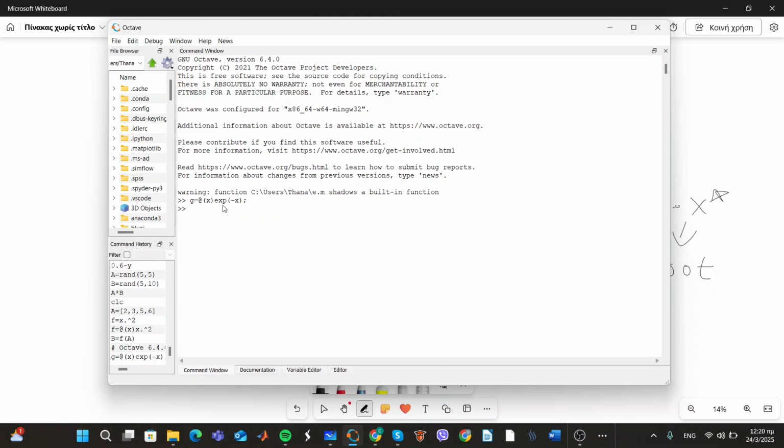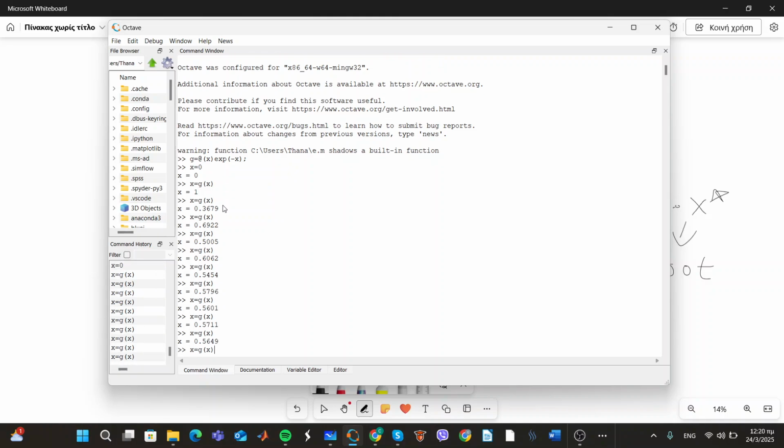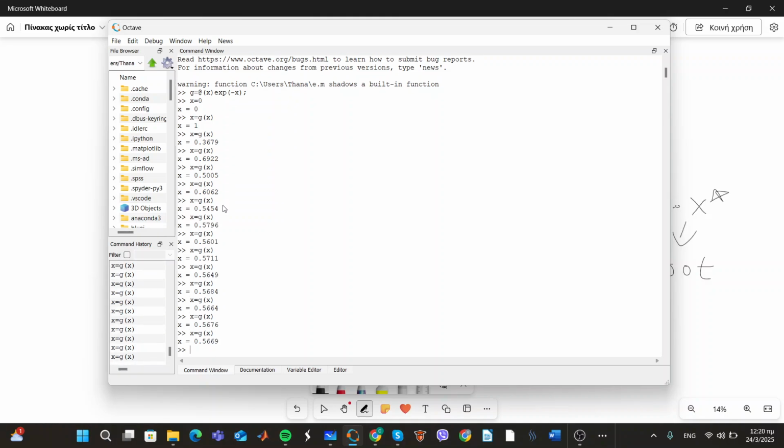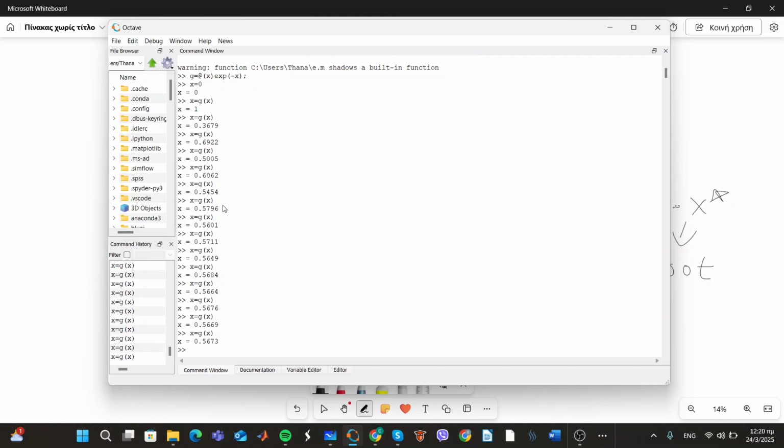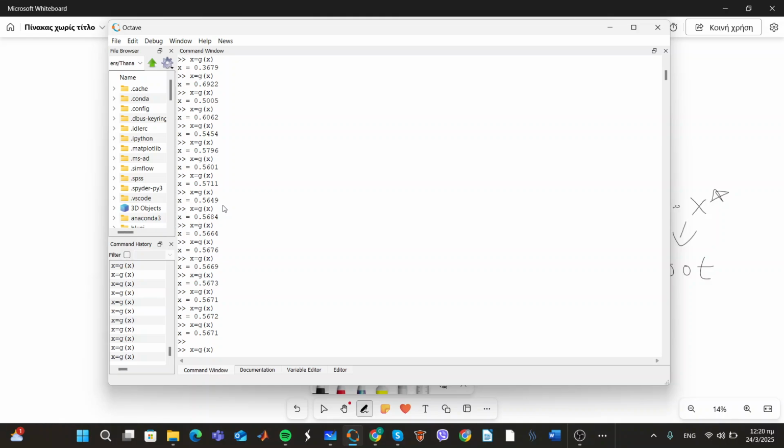So we set our initial value to be equal to 0. And look now how the method is implemented. Then our next approximation of x is equal to 1, of course. We repeat this procedure. Look, as we do this multiple times, we eventually witness that the values begin to approximate a specific value.